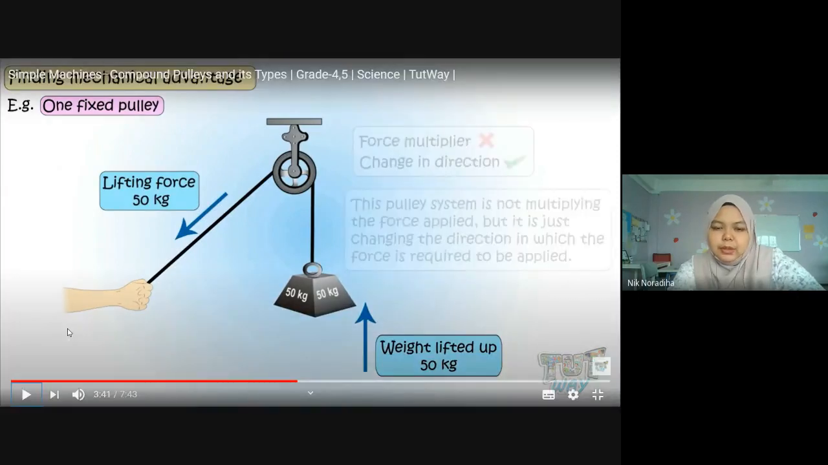Okay. If you did not understand when the video mentioned force or work and so on, it's okay. What you have to understand is this one.